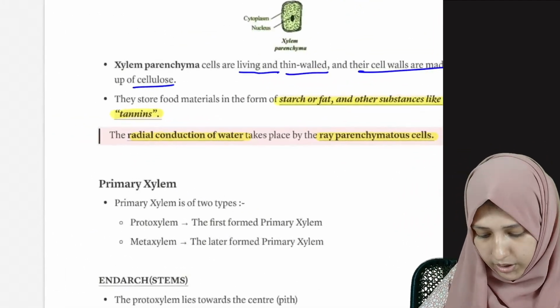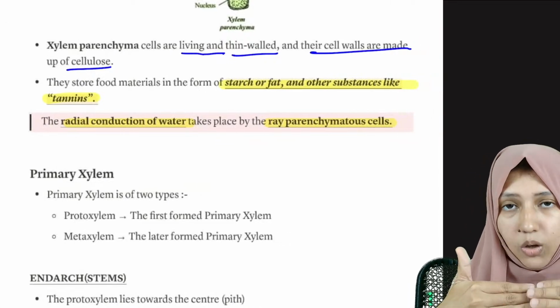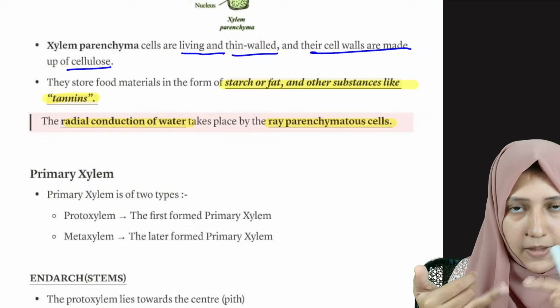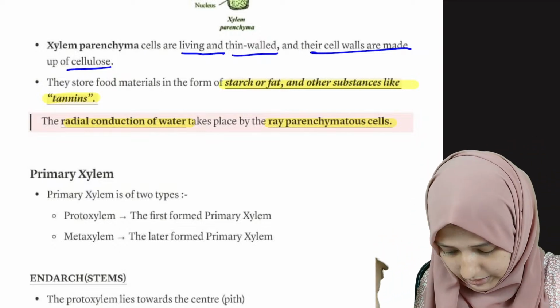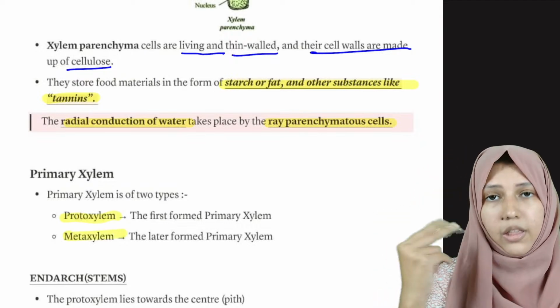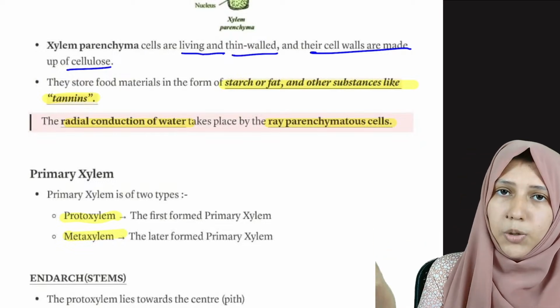Now we are talking about primary xylem. So this was all the 4 elements of xylem. Now there is another entity known as primary xylem and secondary xylem. So we will be discussing primary xylem. Primary xylem is of 2 types, protoxylem and metaxylem. The first formed primary xylem is known as protoxylem and the later formed one is metaxylem.